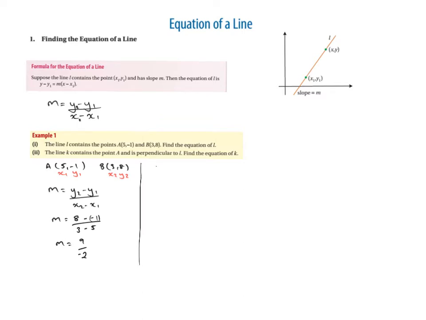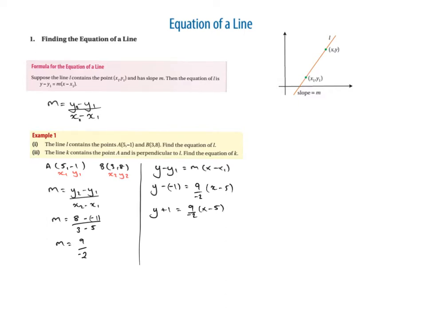So what we now know is that y minus y1 is equal to m(x minus x1). And I'm just going to put the numbers in. So y minus, well, my y1 is here, which is minus 1. So we've got y minus minus 1 is equal to m, which we've just worked out to be 9 over negative 2, multiplied by x minus x1, and the x1 is 5. Okay, just tidy up a little bit. I get y plus 1 is equal to 9 over minus 2 times x minus 5.